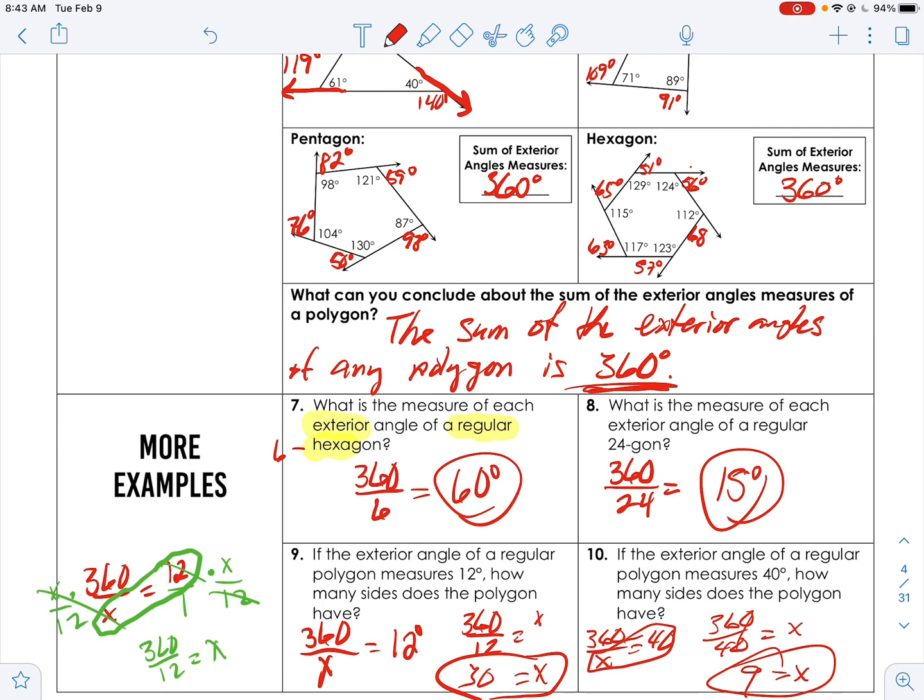Okay, that's all it takes. Interior and exterior angles. Interior angles, 180 times n minus 2, where n is the number of sides that you have. Exterior angles is always 360. And if it's regular, you can divide it by how many sides, and you know how much each one is. But the outside totals will always be 360.